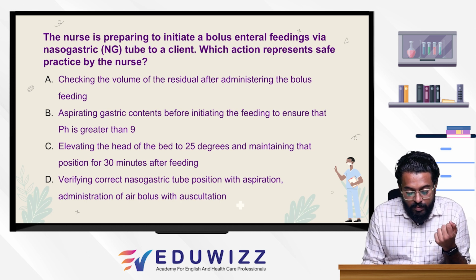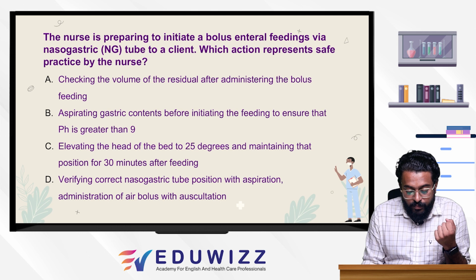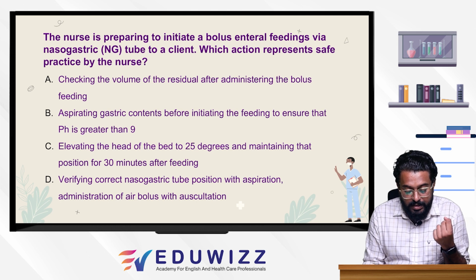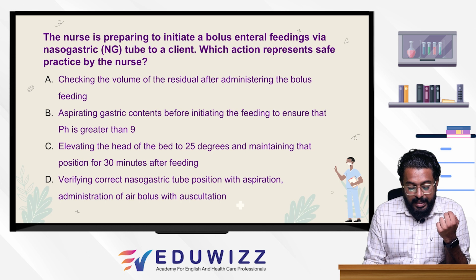A, checking the volume of residual after administering the bolus feeding. B, aspirating gastric contents before initiating the feeding to ensure that pH is greater than 9. C, elevating the head of the bed to 25 degrees and maintaining that position for 30 minutes after feeding. D, verifying correct NG tube position with aspiration, administration of air bolus with auscultation.